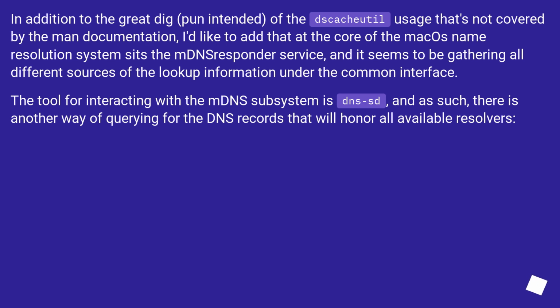In addition to the great dig, pun intended, of its scutil usage that's not covered by the man documentation, I'd like to add that at the core of the macOS name resolution system sits the mDNSResponder service, and it seems to be gathering all different sources of the lookup information under the common interface. The tool for interacting with the mDNS subsystem is dnssd, and as such, there is another way of querying for the DNS records that will honor all available resolvers.